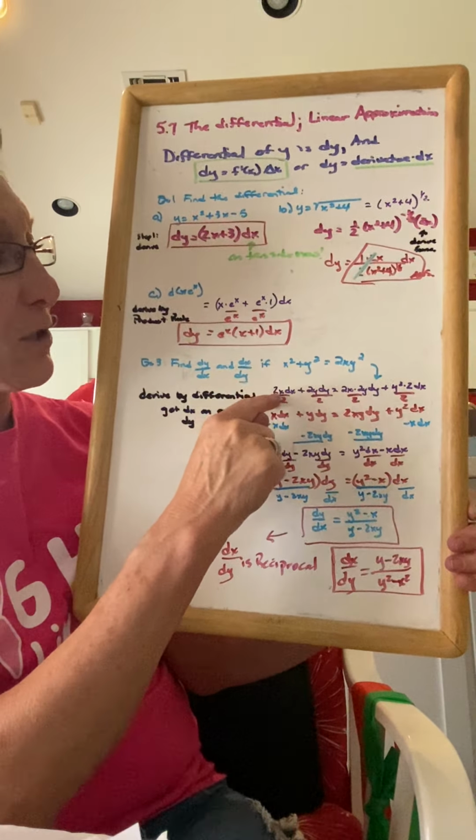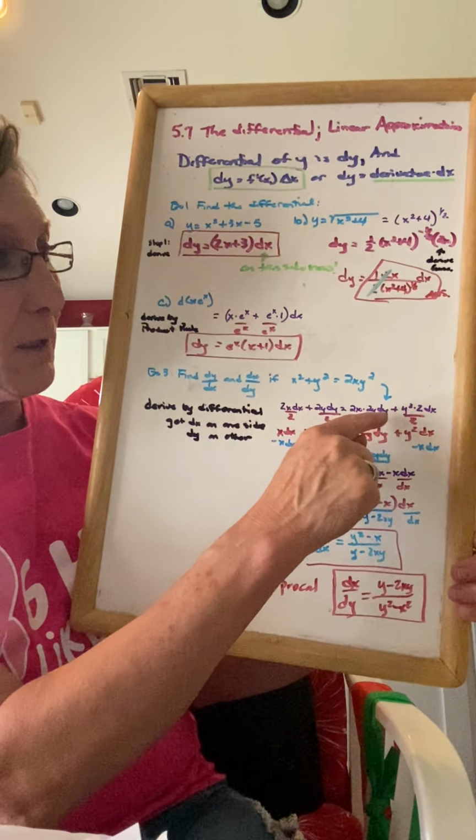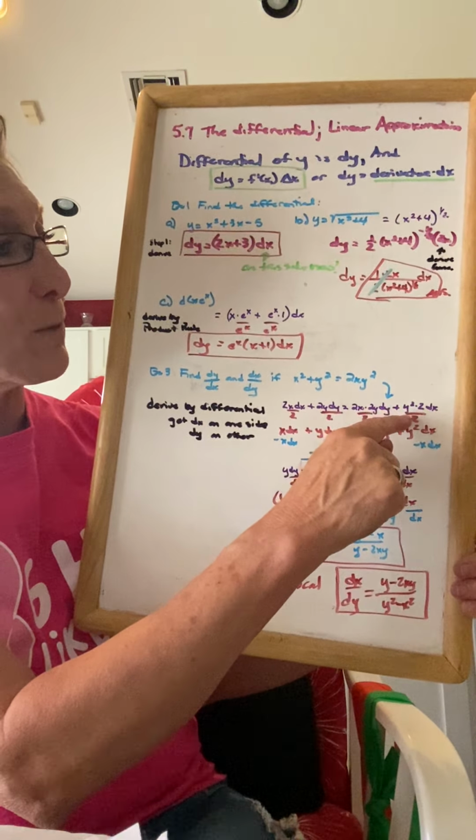What rule do I have to use? Product rule. The first, 2x, times the derivative of the second, 2y dy, plus the second, y squared, times the derivative of the first, 2 dx. Do you see the purple? Write the purple down.